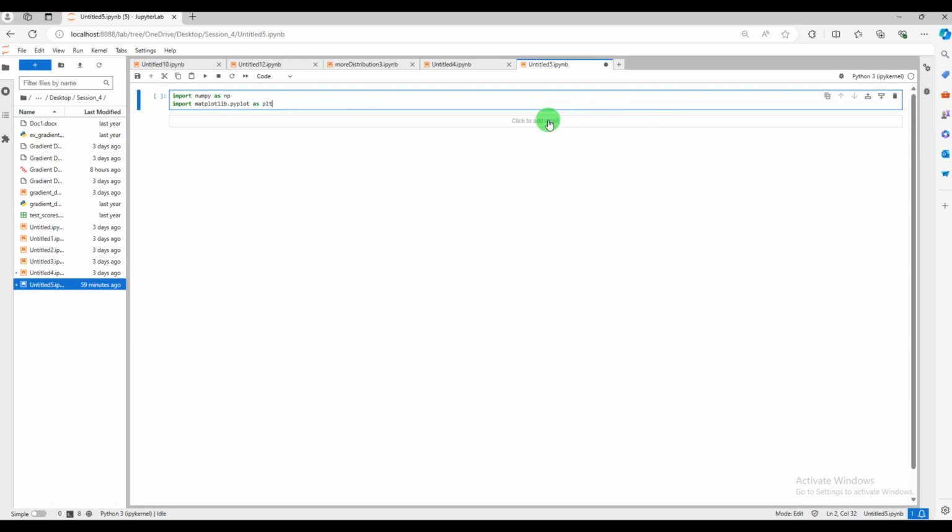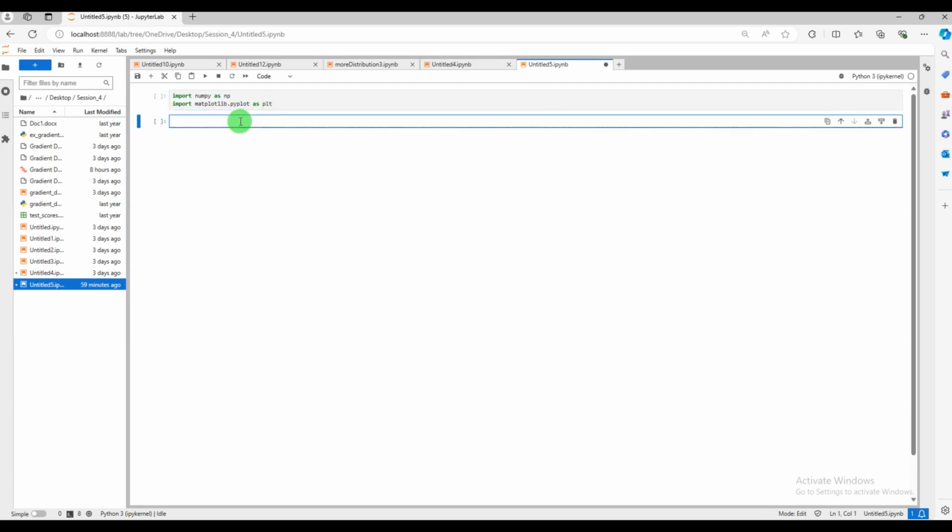After that, we need to define our gradient descent. Define a function named gradient_descent that takes two arguments: x as an input data and y as a target value.